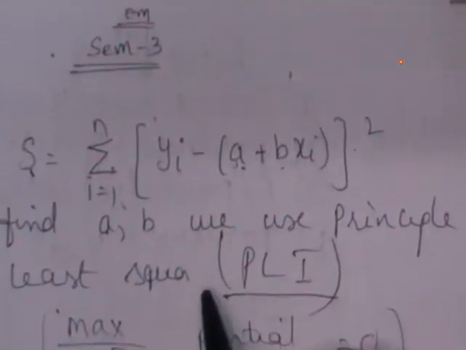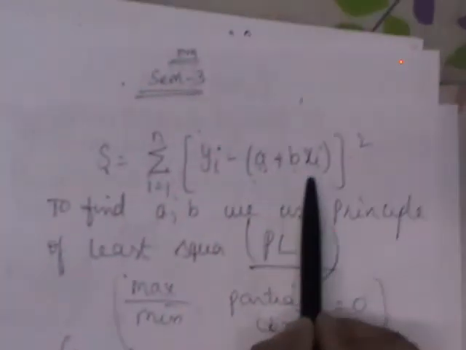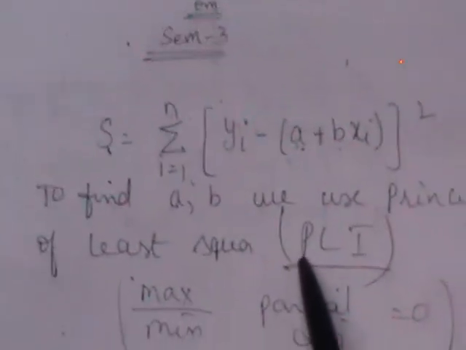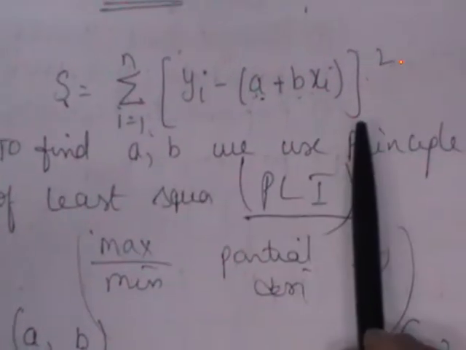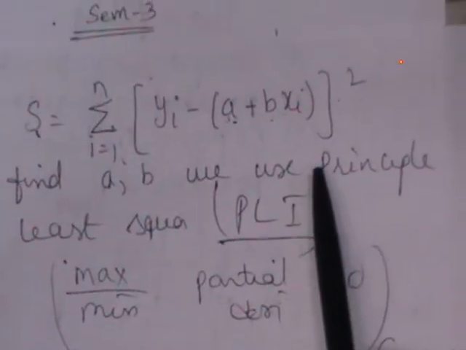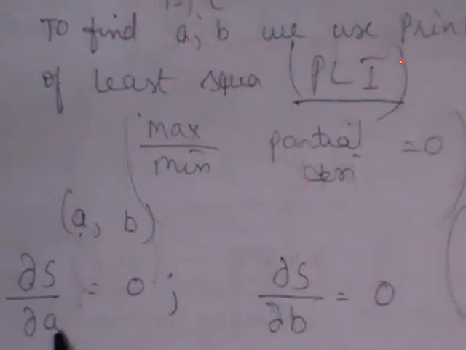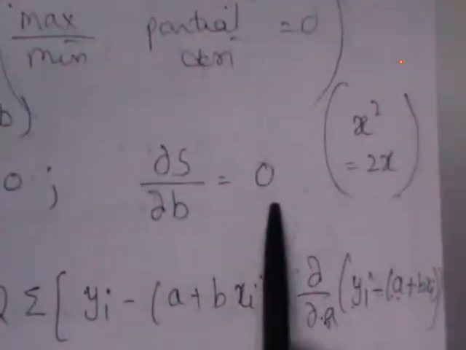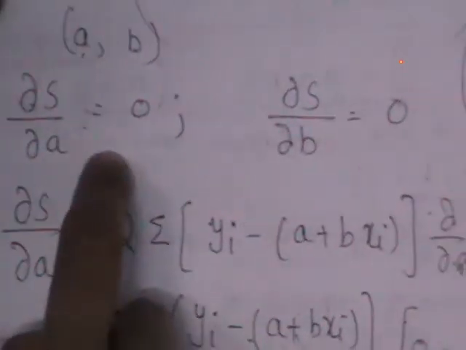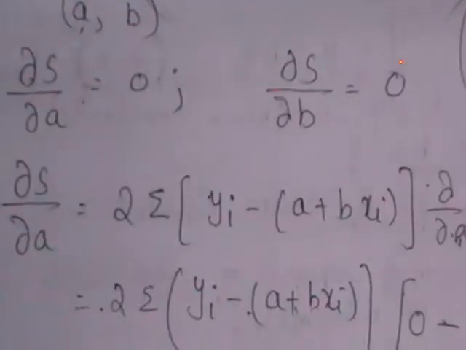Now what is your job here? You should find out a, b that represent the given straight line. To find these two values, we use PLI, which is the principle of least squares. S should be minimized. How many constants do you have? Two constants, a, b. So you differentiate with respect to a and equate it to 0, and differentiate with respect to b and equate it to 0. You will get two equations. Those two equations are called normal equations. By solving the normal equations, you will get a, b.